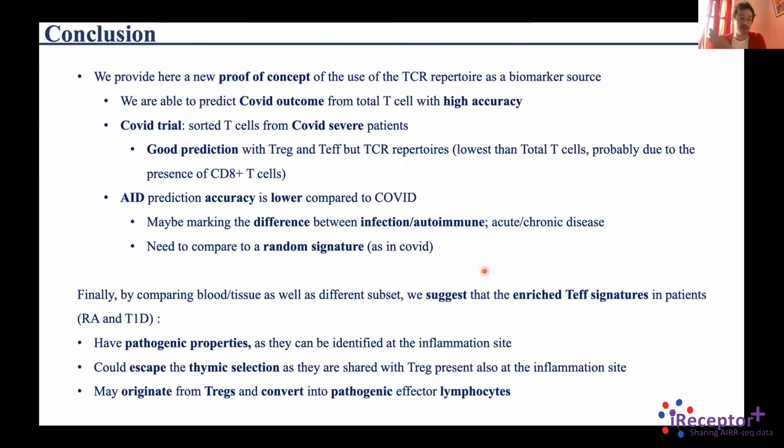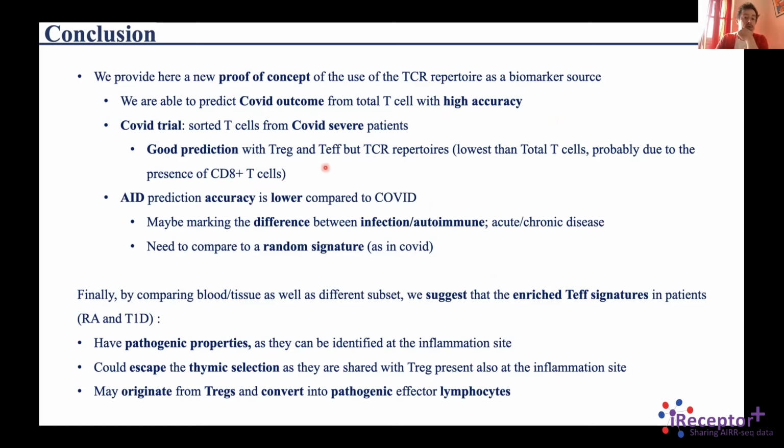Finally, and to conclude, overall this presentation, this work is still in progress, we provide a new proof of concept that TCR repertoire could be used as a biomarker in the blood. We are able to predict the outcome of a COVID patient with a high accuracy. And when we sort Tregs and TF cells, we are also able to have a good prediction for the infectious disease, lower than when we observe the total T cells, probably due to the presence of CD8 T cells in the adaptive dataset.